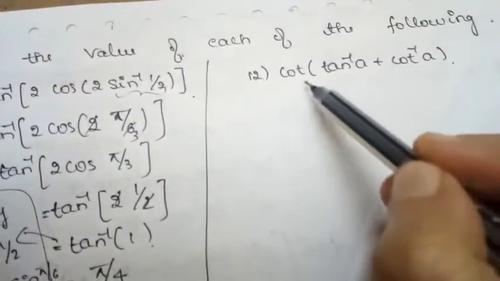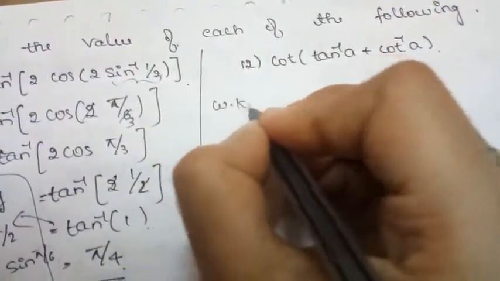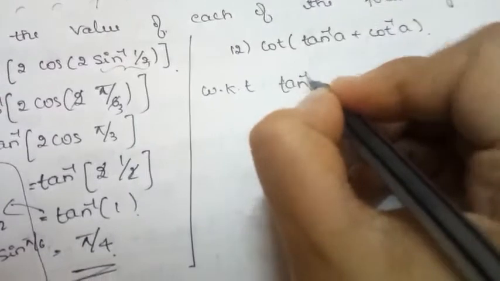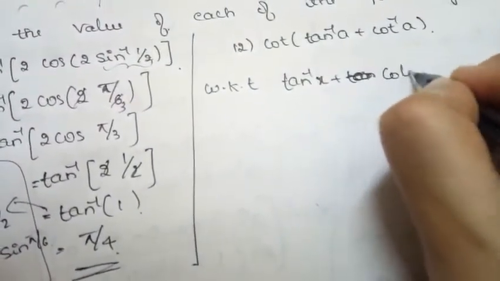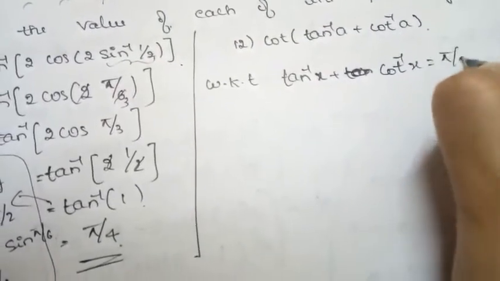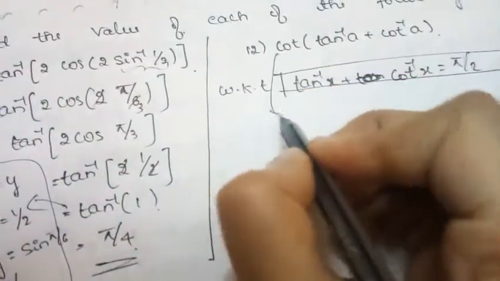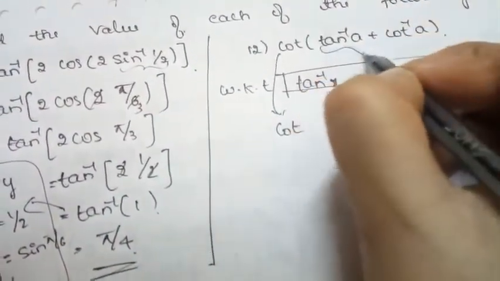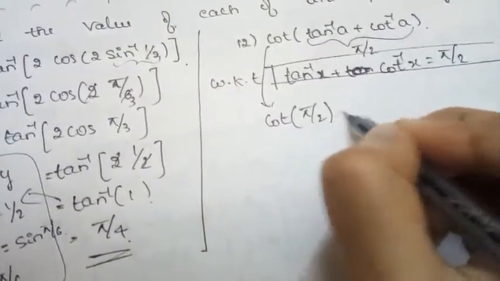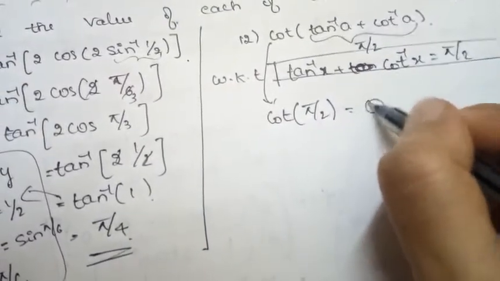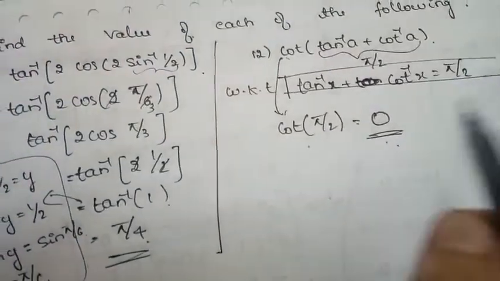So similarly, cot of tan inverse of a plus cot inverse of a. So we know that tan inverse of x plus cot inverse of x is equal to pi by 2. So we know this identity. So by using this identity, I can write cot of tan inverse of a plus cot inverse of a is nothing but pi by 2. So cot pi by 2 is nothing but 0. So the value of the given question is 0 here.